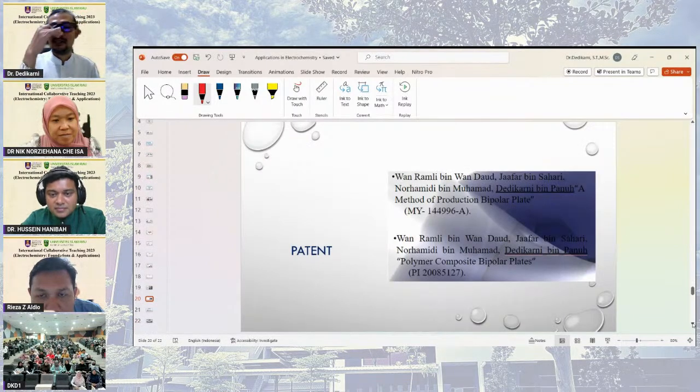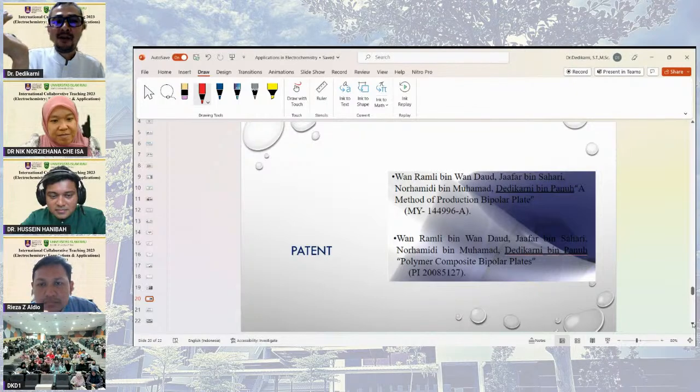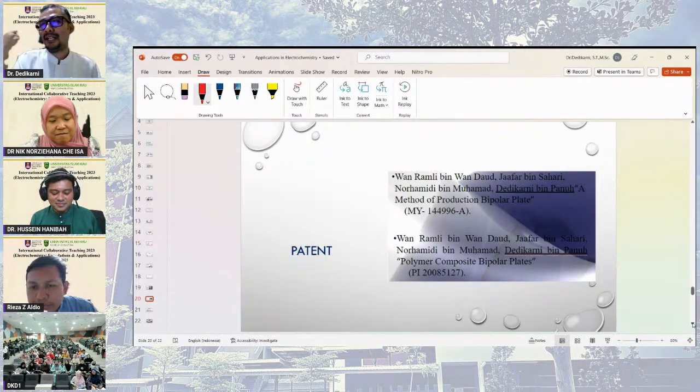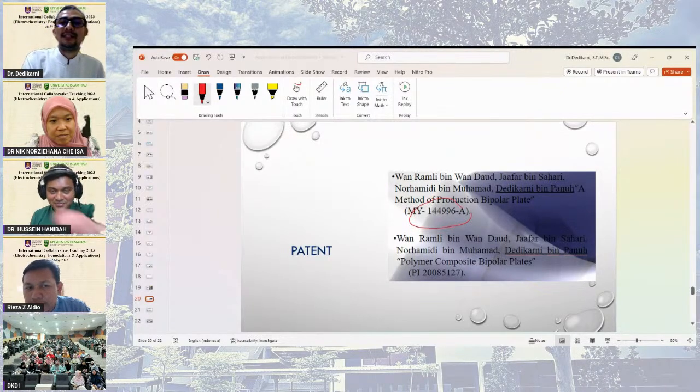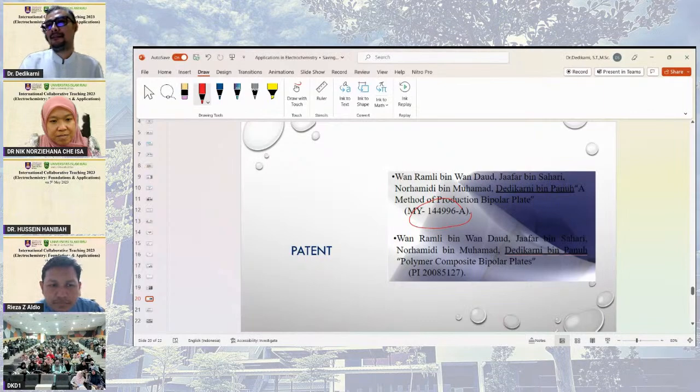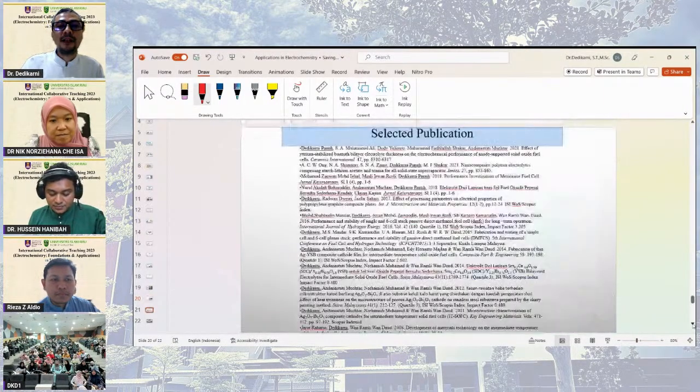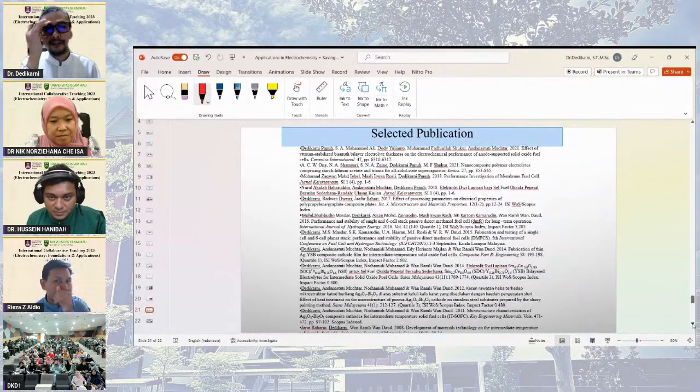Okay, we have two patents in the MyIPO Malaysian patent. One patent is pending, and the other one is patent granted. This is the patent granted, method of production of bipolar plate. Okay, this is the selected publication.